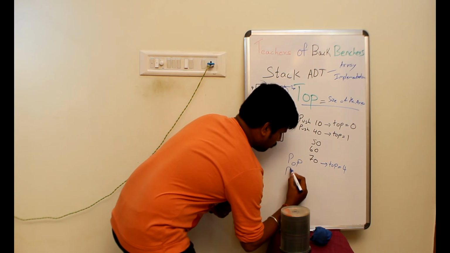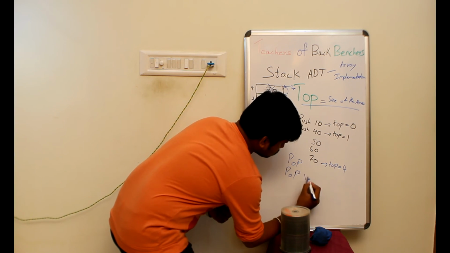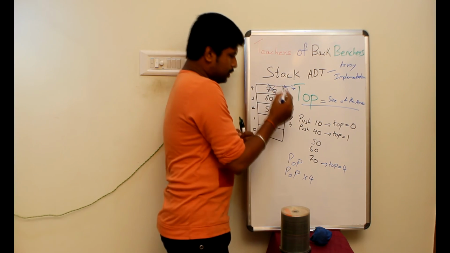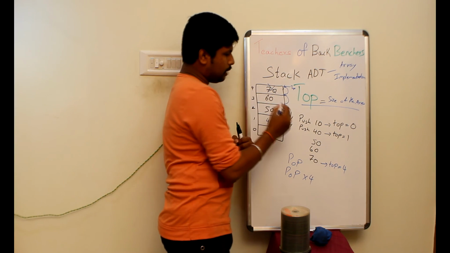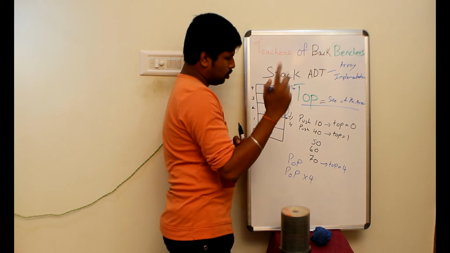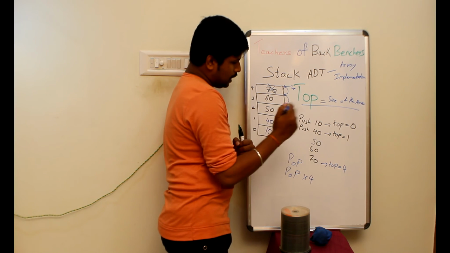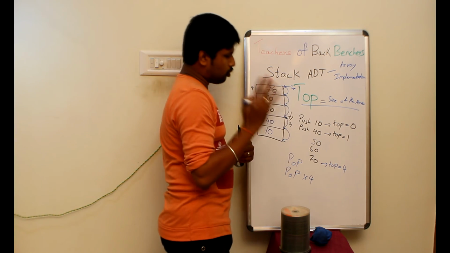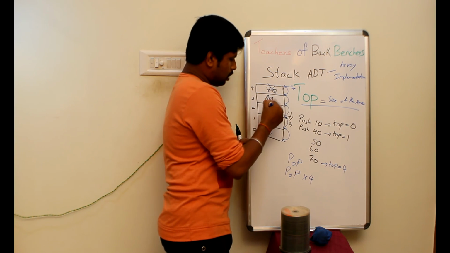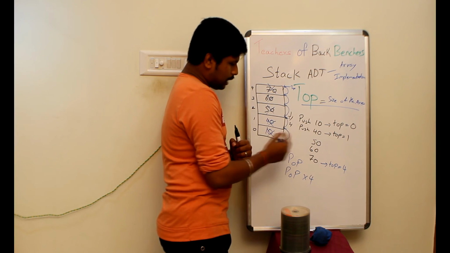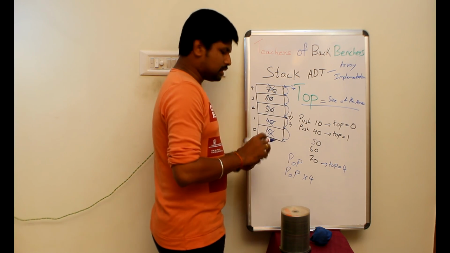Again, I am using the pop operation 4 times. So top is equal to top minus 1 one time, top minus 2, top minus 3, and top minus 4. So 4 times I have deleted. I have deleted all the values, and now the value of top is equal to minus 1.